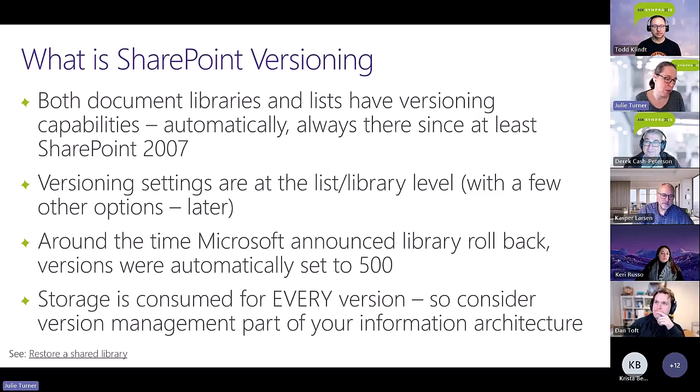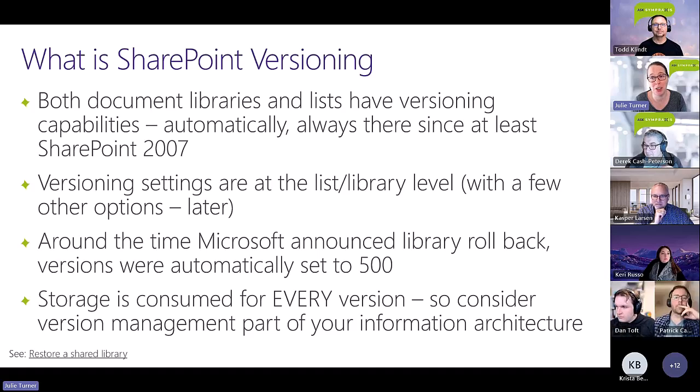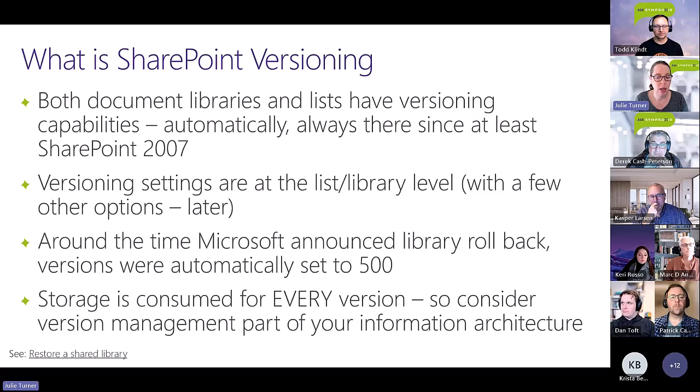The downside of all of this is that storage is consumed for every version. In lists, that doesn't matter as much, but for libraries, that can be a really big deal, because every time you tweak one little thing, you're getting a whole new version of that document. So you really need to start thinking about version management as part of your information architecture. Obviously, if you have a lot of users but you're not storing a lot of content, then maybe you're not worried about space. But when you run out of space, then you really start to worry. So planning ahead is not the worst thing in the world, and determining what you want some of your default settings to be.